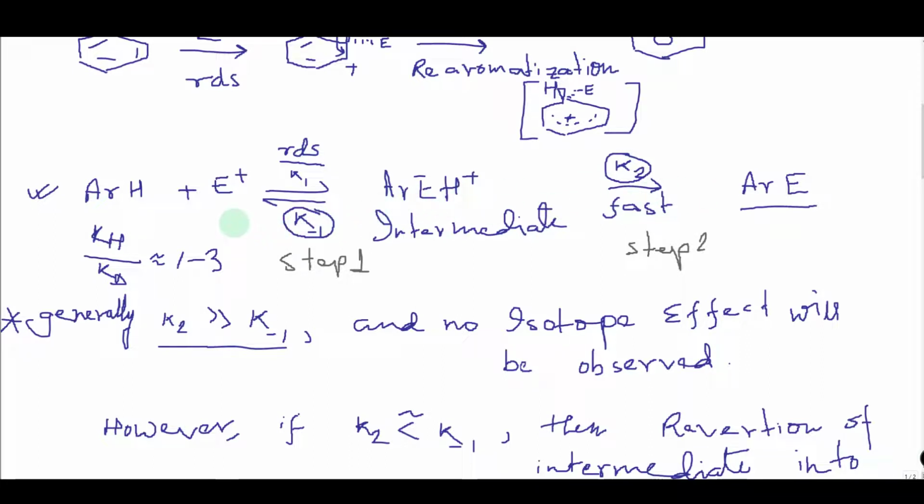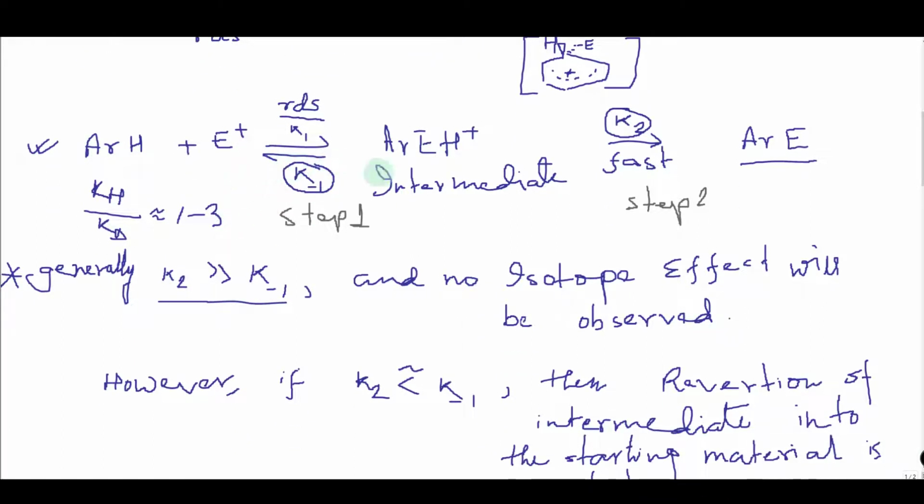Now there are two possibilities. Number one is when K2 is very much greater than K minus 1, and number two is when K2 is less than or equal to K minus 1. So when K2 is greater than K minus 1, then much more intermediate is going towards the substituted product. So in this case, the reversion of the intermediate into the starting material becomes insignificant, and it has no overall effect on the rate of the reaction.